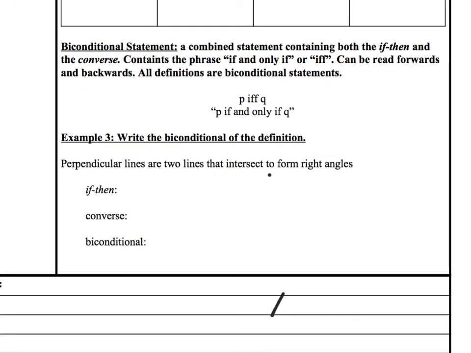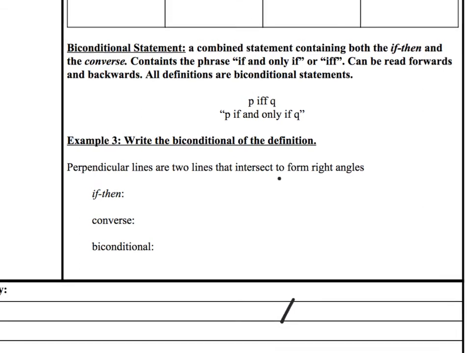So let's read this statement. Perpendicular lines are two lines that intersect to form right angles. If they form two right angles, then they're perpendicular lines. I would say let's go ahead and keep it in the order that it's in. Both of these statements are going to be true, and so I would say that's probably the converse. The inverse, Olivia, would be what? If they are perpendicular lines, they are two lines that intersect to form right angles. Yeah. So let's use that for our if-then.